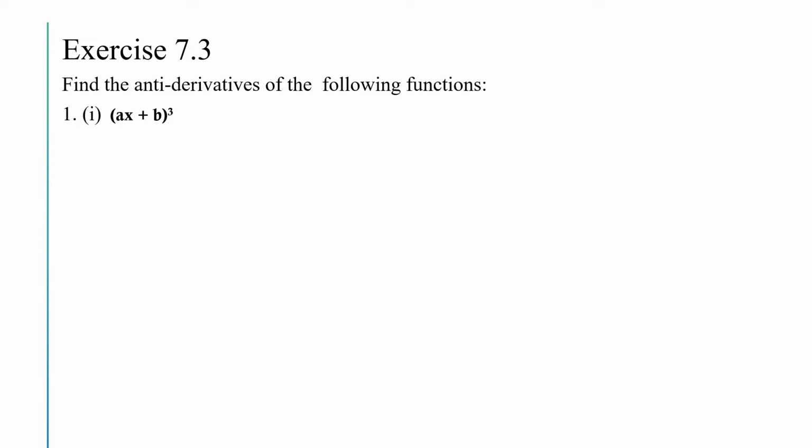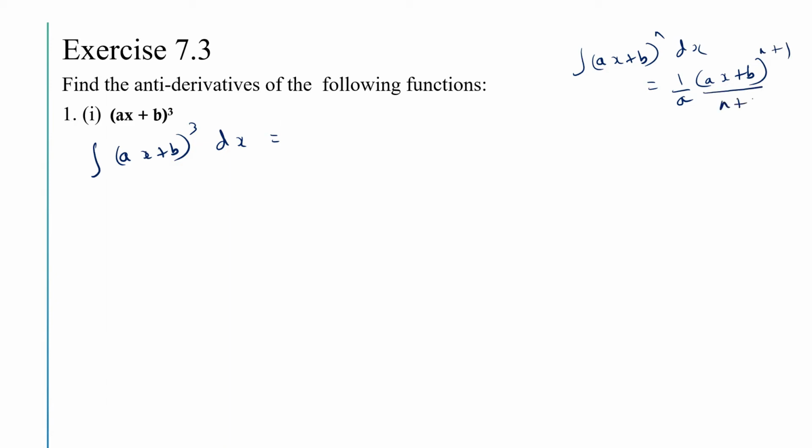So integral ax plus b the whole cube into dx is equal to, as I just explained, integral ax plus b the whole raised to n dx is equal to 1 by a into ax plus b the whole raised to n plus 1 by n plus 1 plus c. So this is equal to 1 by a into ax plus b the whole raised to 3 plus 1, which is 4, divided by 3 plus 1, which is 4, plus c.